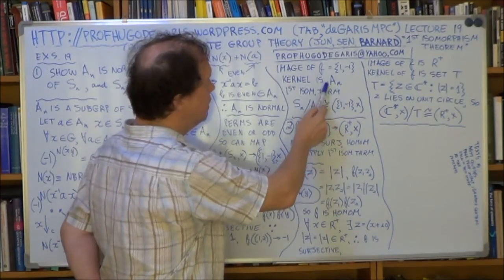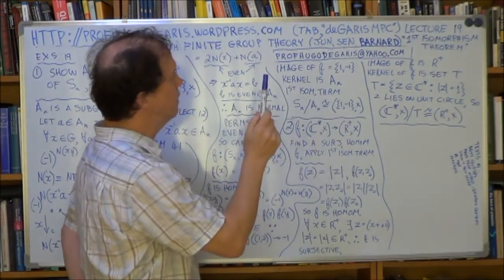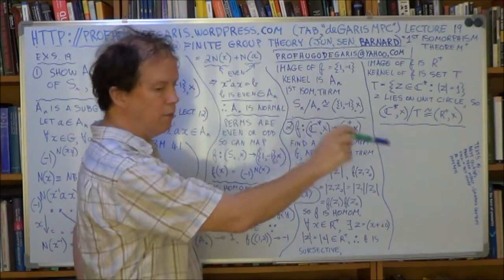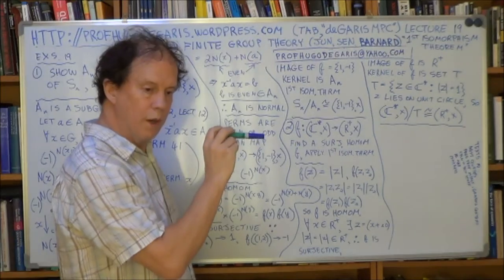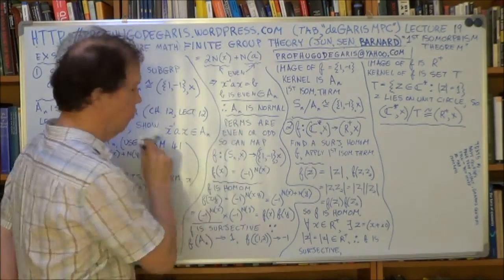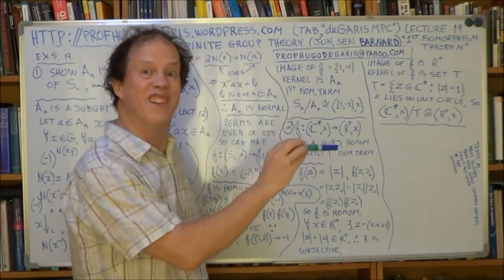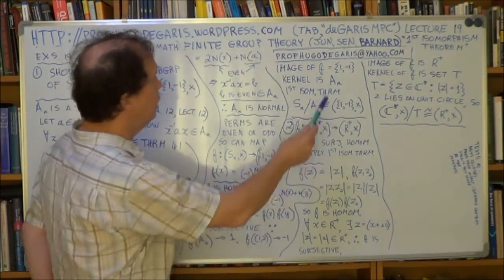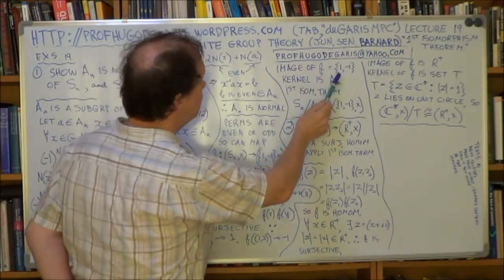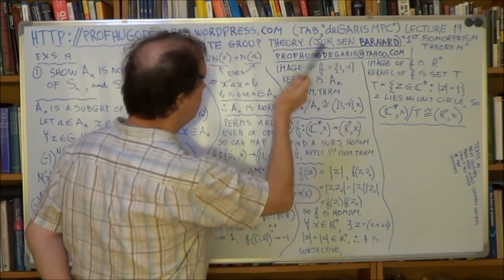Because what is the alternating group? It's all those members that map to +1. It's all those permutations of the symmetric group that are even. Okay? So the kernel is this. Alright, so we know the kernel, we know the image, there's the kernel.